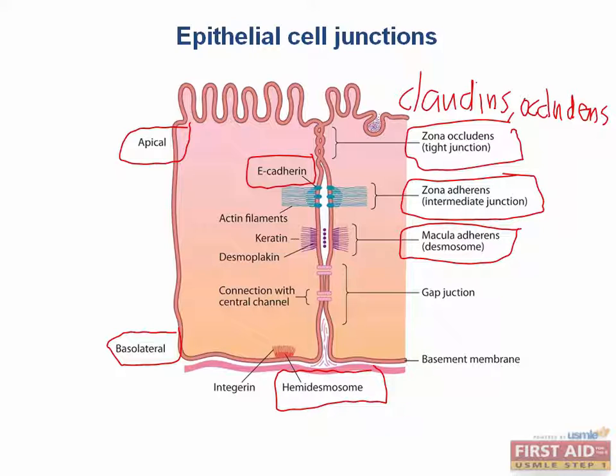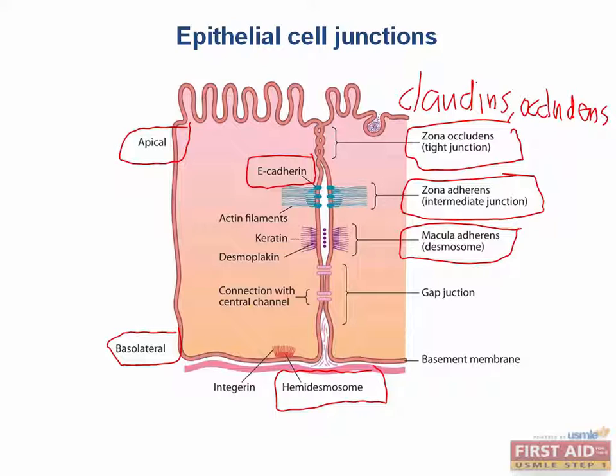It doesn't connect 2 cells to one another, but rather one cell to the basement membrane at the basal portion of the epithelial cell. Similar to pemphigus vulgaris, patients that develop autoantibodies to these hemidesmosomes will develop a different blistering disease named bullous pemphigoid, which is probably the setting where you're most likely to see these structures appear on a test.